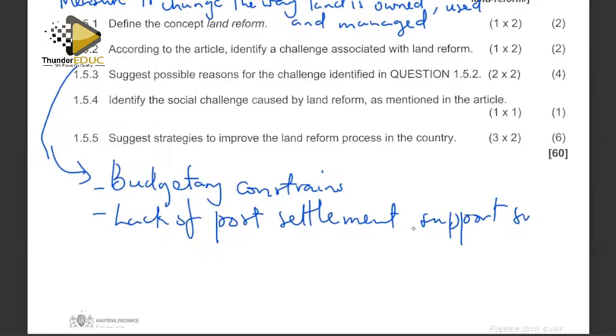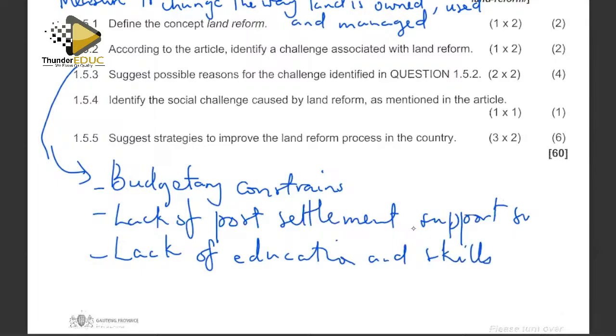Then we can also look at some other factors like lack of education and skills. In as much as the farmers have got ownership and control of the land, they need skills to do productive farming. If they do not have the right skills and the right set of education that will make them productive in terms of agricultural productivity, the land will still go into unproductive use for the very same reason of lack of education and lack of skills.